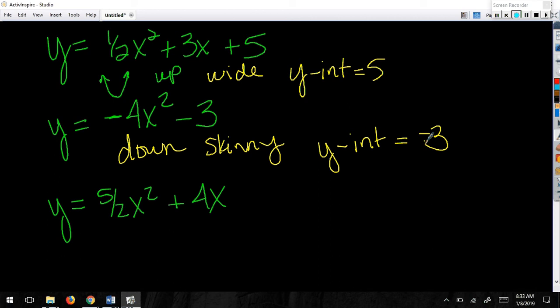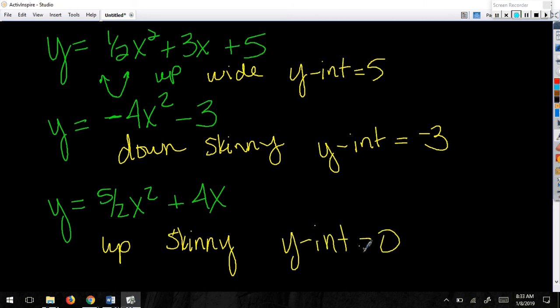How about the last one? Up or down? Up. Skinnier than average, wider than average, or average? Wait, no, because it's more than 1. That's actually 2.5, so it's skinnier than average. I tried to throw you off there. How about the y-intercept? 0. It's 0. Good job.